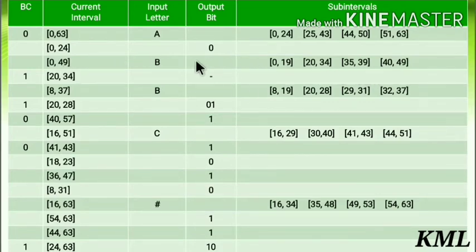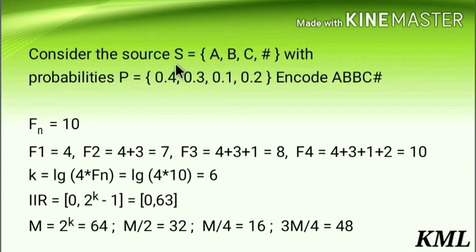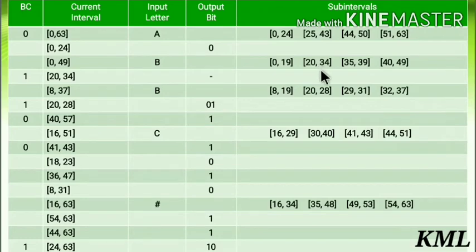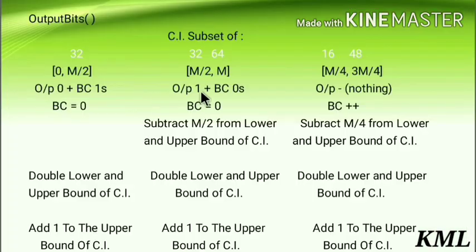Next, what you have to do, check the position of B in source. B is at position 2. So you choose the second subinterval as your next current interval. When you get a new current interval, check this current interval with the algorithm. So 20, 34. Does 20, 34 fall in this range? Check from left to right. 20, 34 doesn't fall in this.